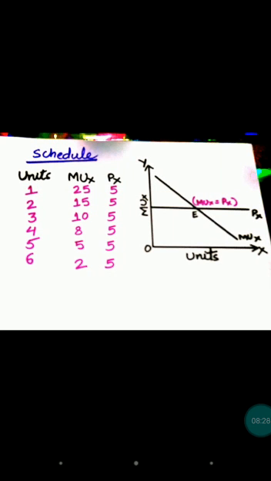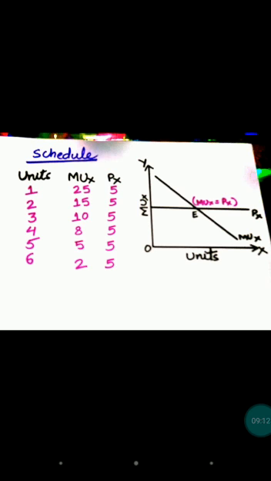PX is constant. When we take the first unit, we are paying 5 rupees. Again we consume the second unit, we give 5 rupees again and get satisfaction of 5. Again we take the third unit, we give 5 rupees and satisfaction is 10 utils. If we consume the fourth unit, we get satisfaction of 8 utils and we pay 5 rupees. When we consume the fifth unit, we get satisfaction of 5 utils and give price 5 rupees.